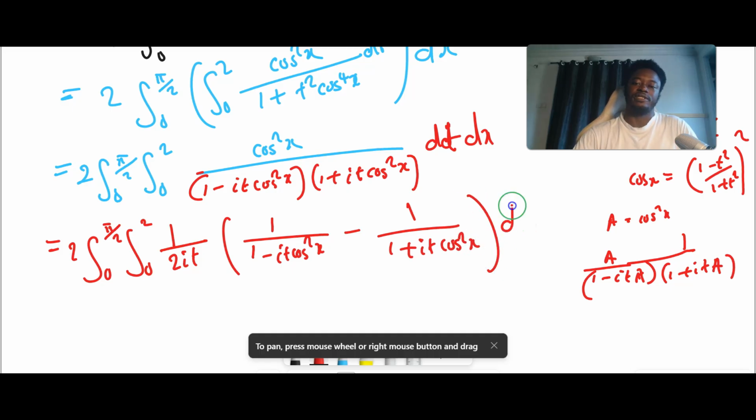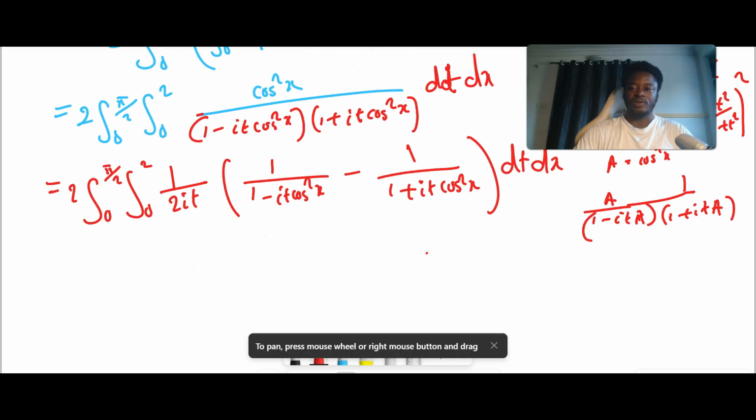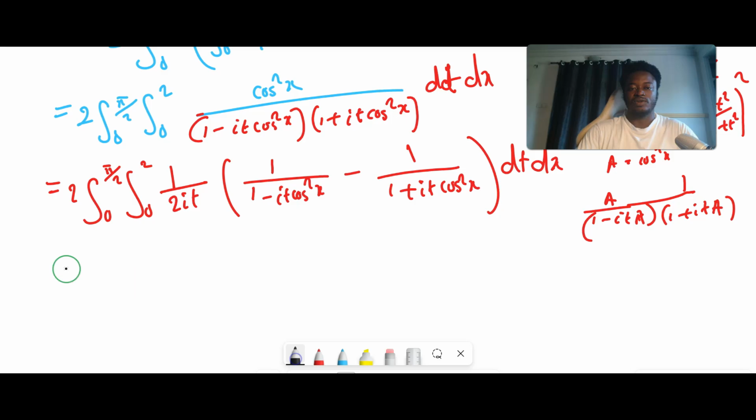Then you have dt dx. Next, we're going to switch the order of integration, and then we're going to first integrate with respect to x. So that will leave us with twice the integral. So the 2 cancels out. No need to write 2, because the 2 already will cancel out each other.